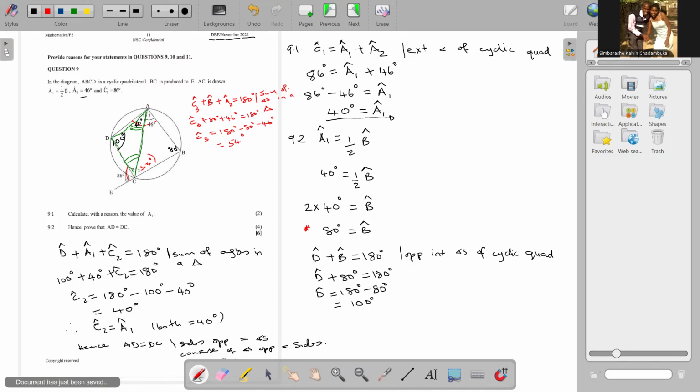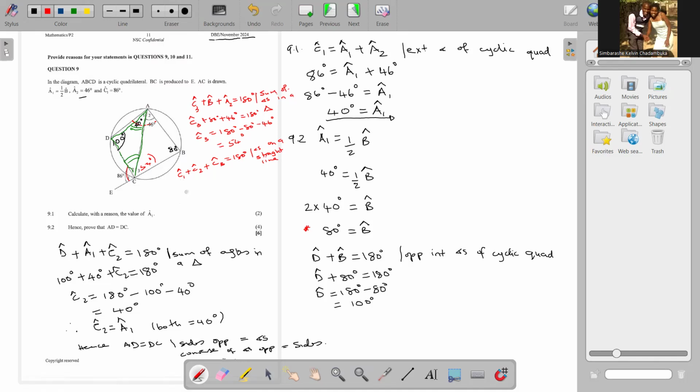Then this one, ECB, we are given it's a straight line. So we can now conclude that angle C1 plus angle C2 plus angle C3 must be equal to 180 degrees. What is the reason for that? These are angles on a straight line.